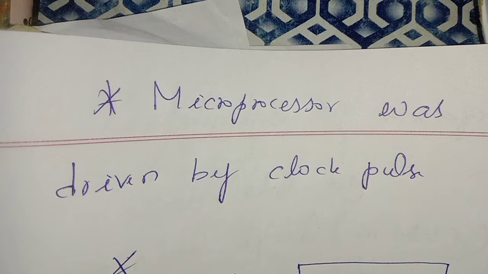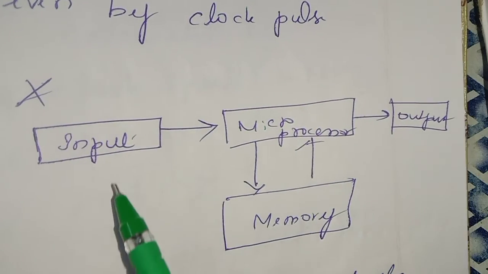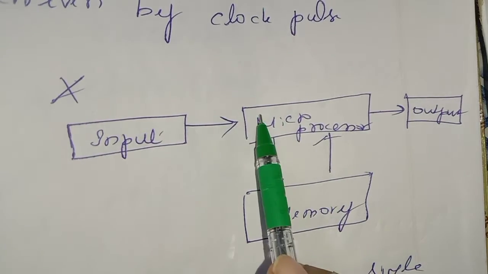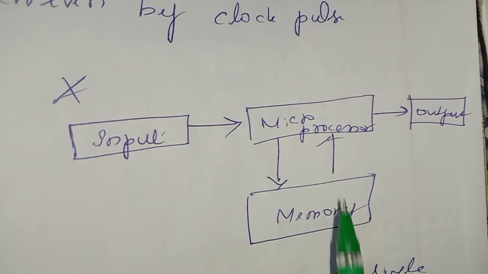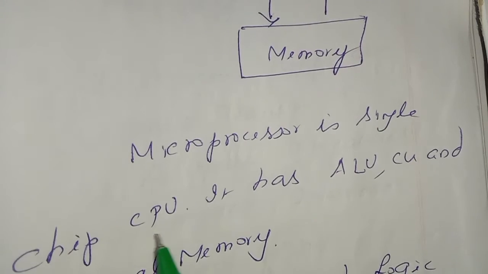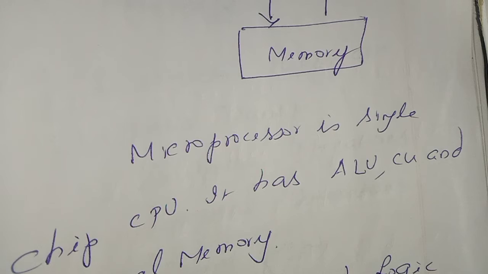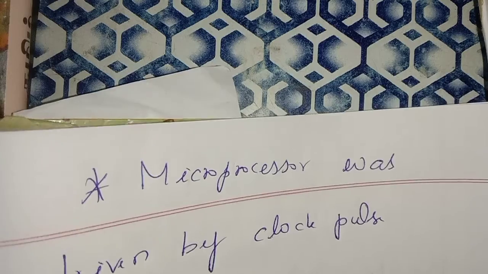Clock pulse means what, sir? It must have a positive pulse and a negative pulse. So generally in a computer, we have an input unit, central processing unit, and output unit. In the central processing unit, you have the microprocessor and memory to transfer the information. So a microprocessor is a single chip CPU. It has ALU, control unit and memory. That's all about microprocessors.